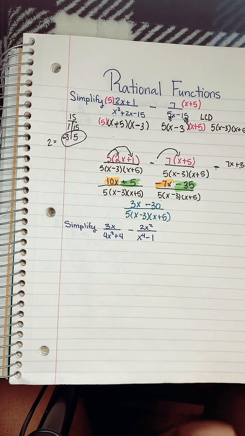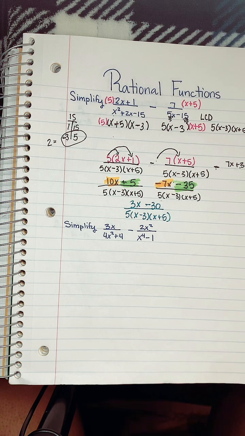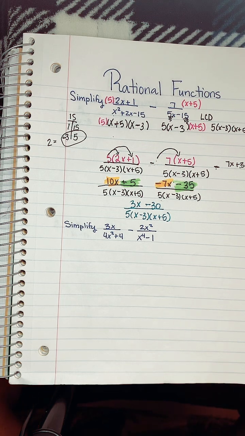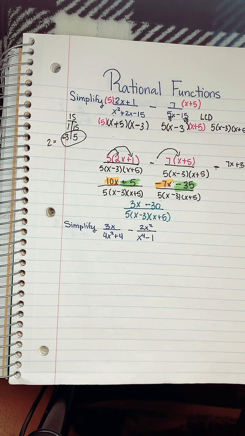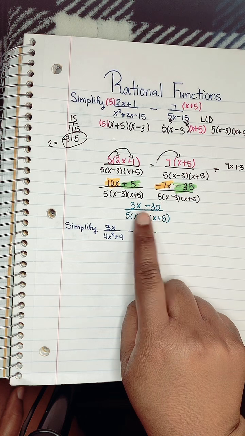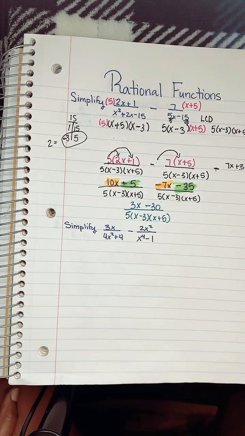Now the question is, are we done? Yes or no? Let me see it in chat. Good. I'm seeing all those no's come in. Wonderful. The numerator is not simplified. Beautiful, you guys. So, what can we factor out of the numerator?